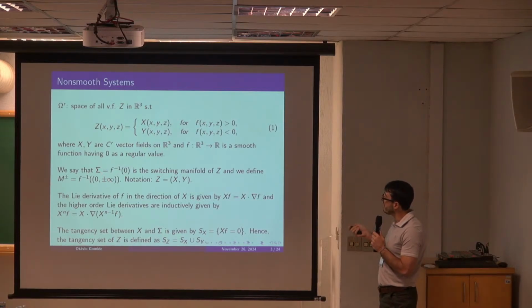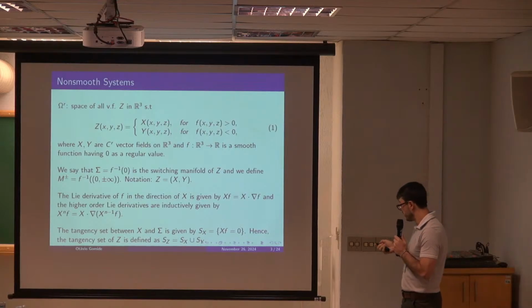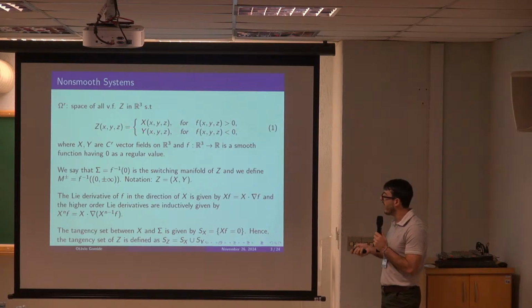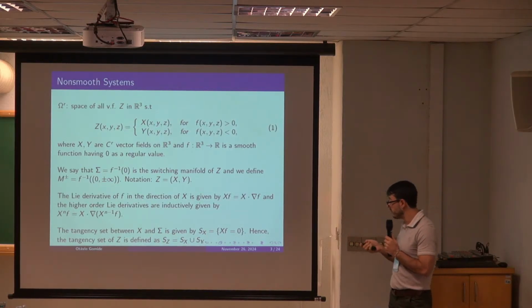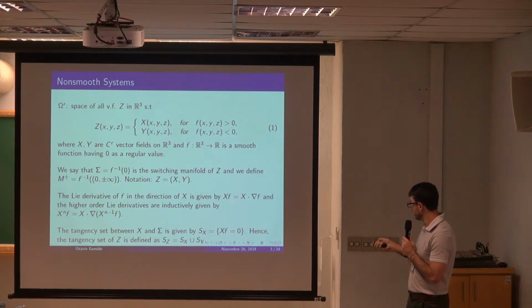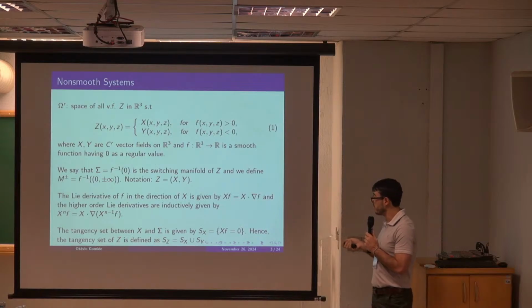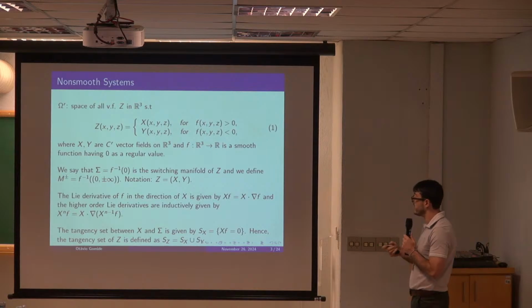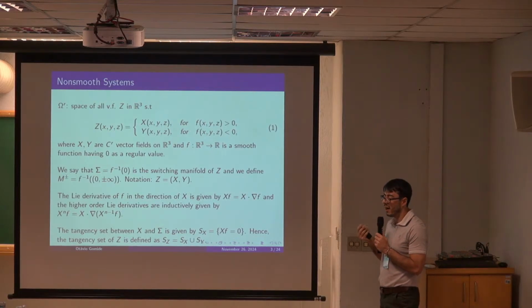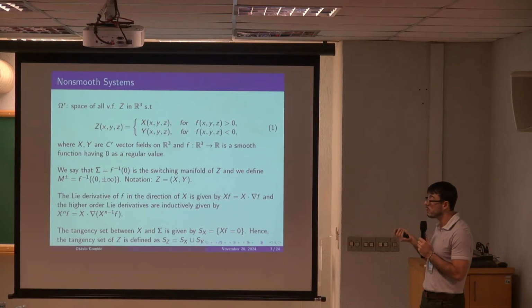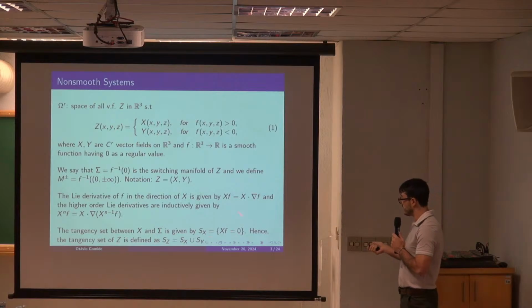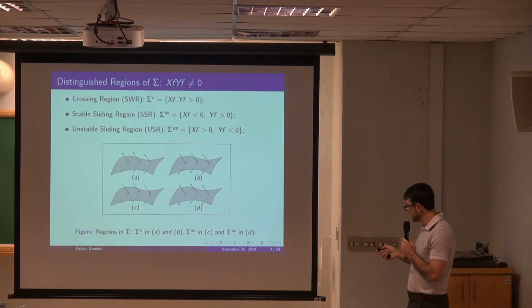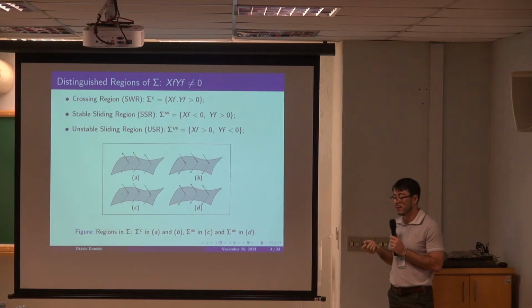This switching manifold splits the whole space into two regions, M+ and M-, where the vector field X acts in the set M+, and the vector field Y acts in M-. We also make use of the Lie derivative of a function in the direction of a vector field, which is given by this formula here, and also the higher order Lie derivatives, which are inductively defined. This Lie derivative works as an invariant to measure the contact of a vector field with the switching manifold. In this way, we denote the tangency set, which are the zeros of the Lie derivative of a vector field, by S_X.